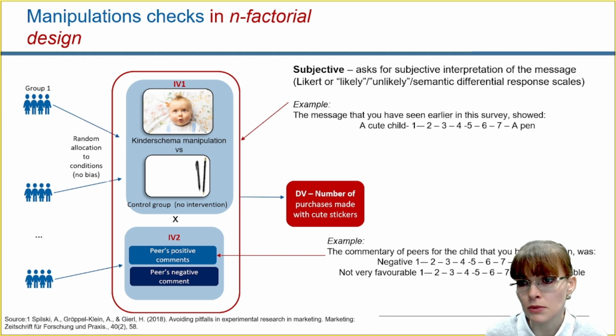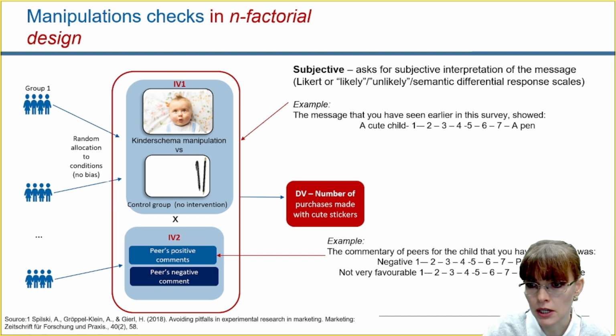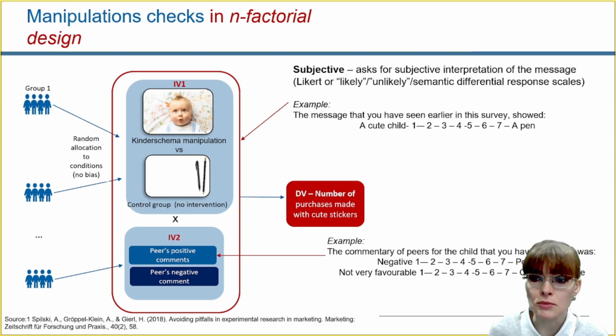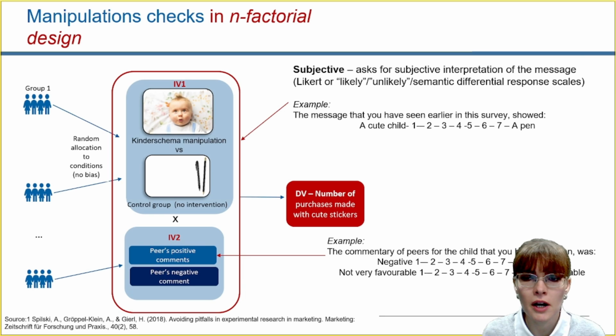So first, as a researcher, I need to ensure that all my participants understood that they were exposed to kinder schema or a pen. So I am looking now at the first manipulation check. Also, I need to ensure that those who were allocated into the different peer commentary conditions also understood the manipulation in either a positive or negative way when it comes to the commentary. And I would need this to ensure that my manipulation worked as intended.